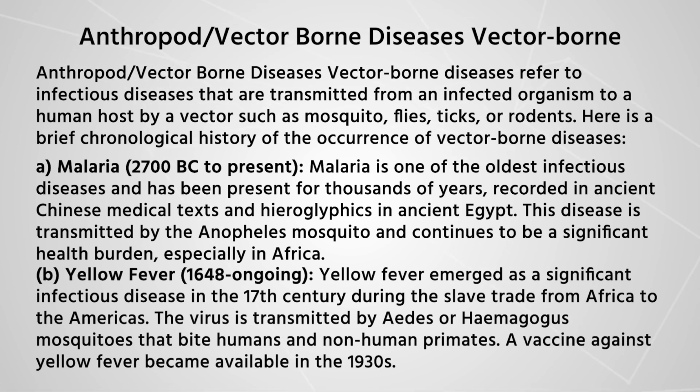Yellow fever. Yellow fever emerged as a significant infectious disease in the 17th century during the slave trade from Africa to America. The virus is transmitted by the Aedes or Haemagogus mosquito that bites humans and non-human primates. A vaccine against yellow fever became available in the 1930s.